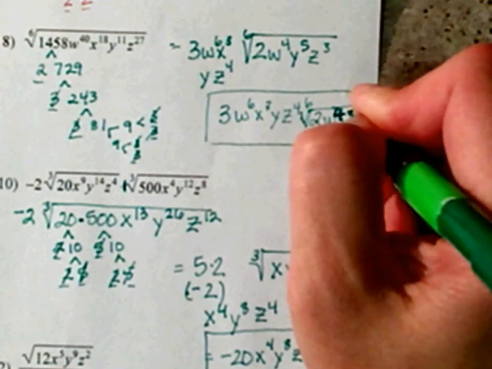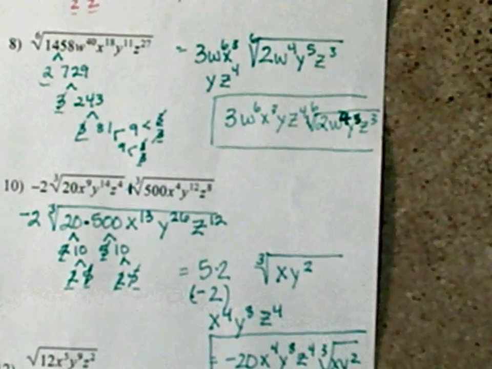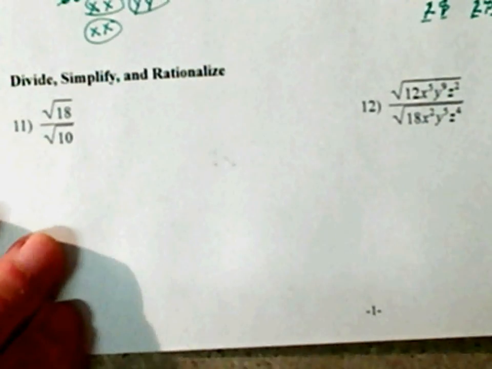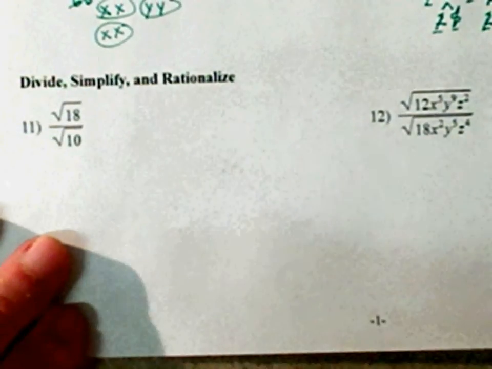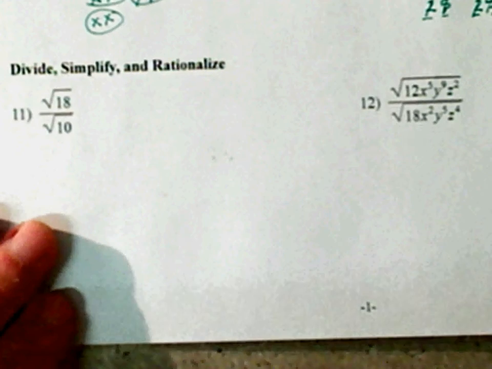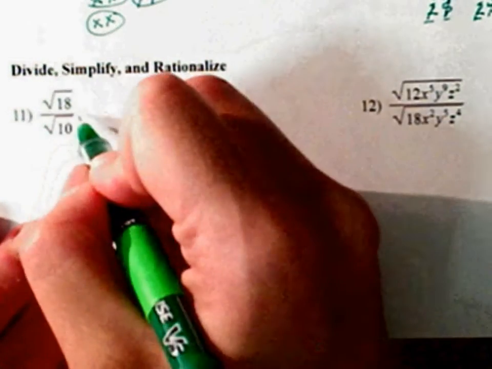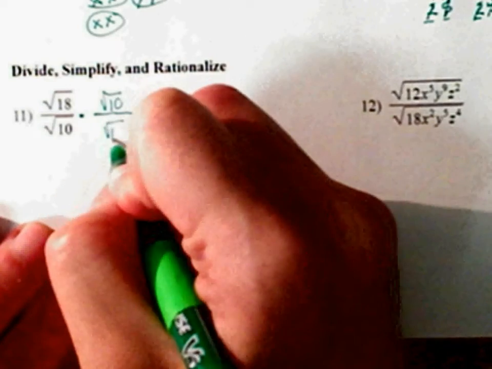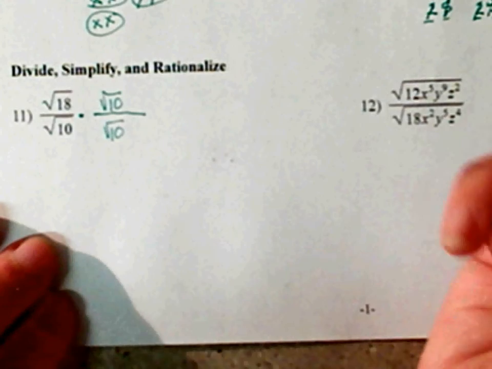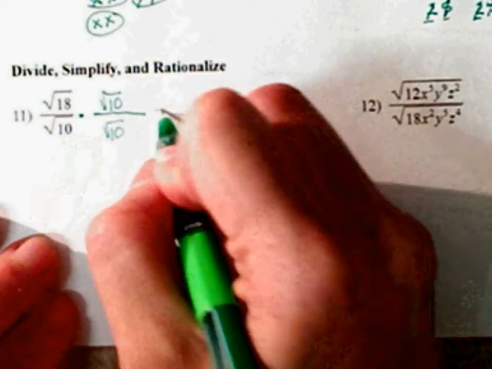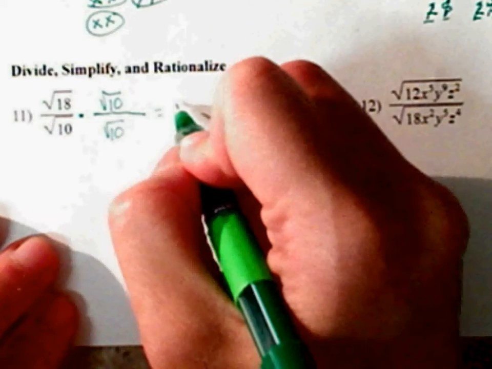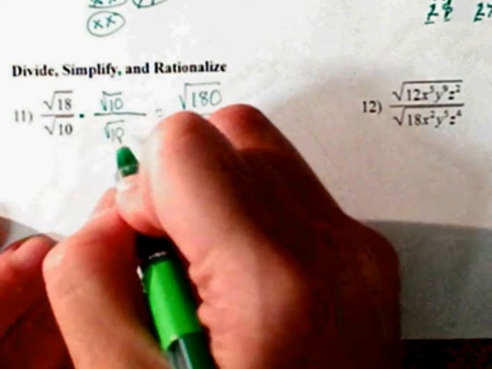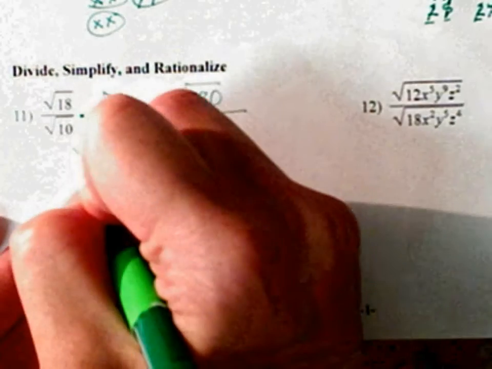All right. Number 11, you are going to simplify. You're going to divide, simplify, and rationalize, because you can't have a radical in the denominator. So to get rid of the radical, you're going to rationalize. That means you're going to multiply the numerator and denominator by the denominator. Square root of 18 times square root of 10 is square root of 180. Square root of 10 times square root of 10 is square root of 100. Square root of 100 is always just 10.